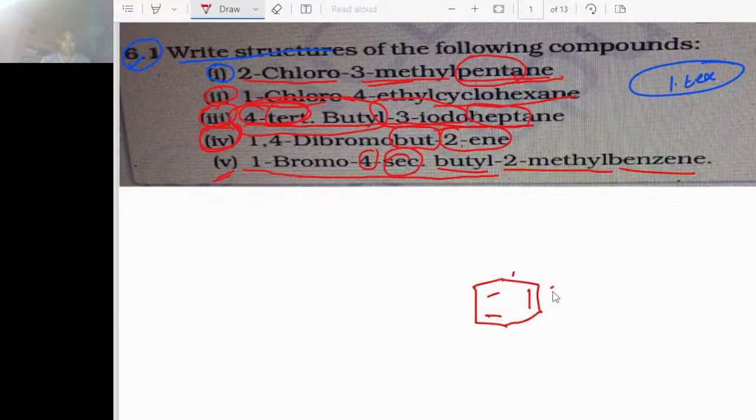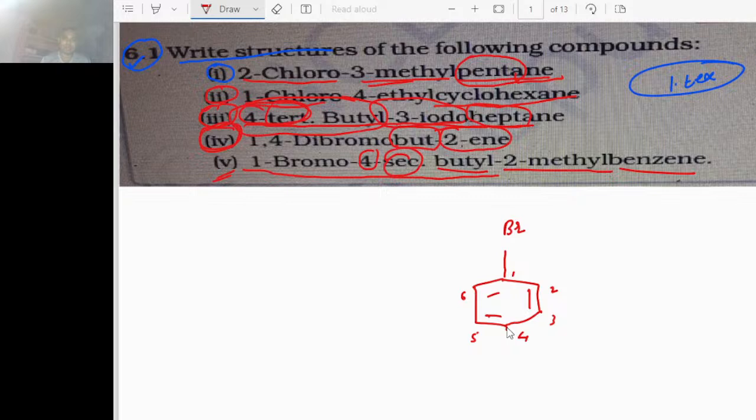Here is 1, this is 2, this is going to be 3, here is 4, this is 5, and this is 6. So on the first position, what is going to be there, student? That is bromine. So 1 bromo is there.